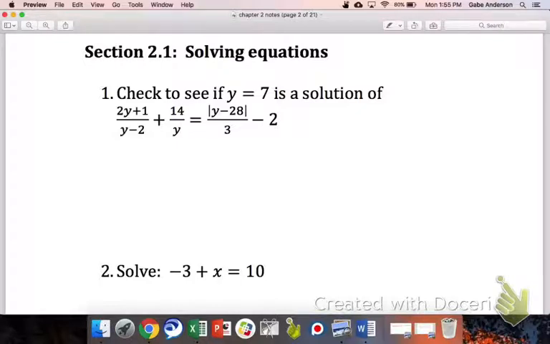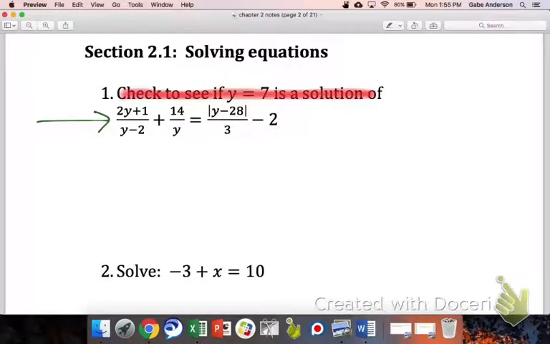So number one, we're going to start off with this. We see this pretty crazy looking equation down below. Pretty complicated. Not something that we're going to be equipped to solve very easily, if at all. Notice that this question says, check to see if y equals 7 is a solution of that equation.